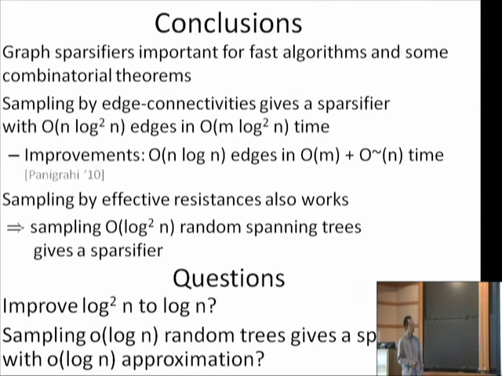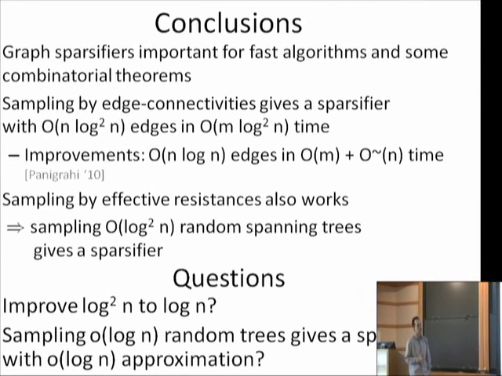Yes, so we have a trade-off that if you pick k trees, then the best approximation that you will get is log n over k, I think. No, as a lower bound. Oh, as a lower bound. As a lower bound, yeah. So if we could get a matching upper bound, that would answer my question. But is there any upper bound?